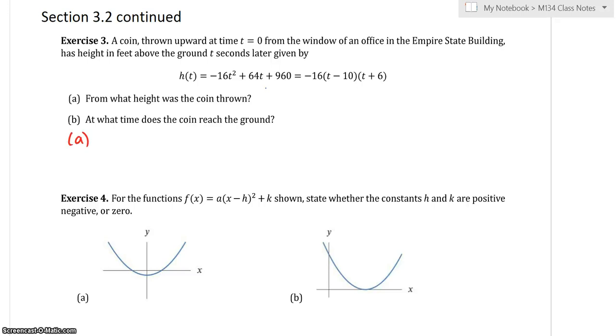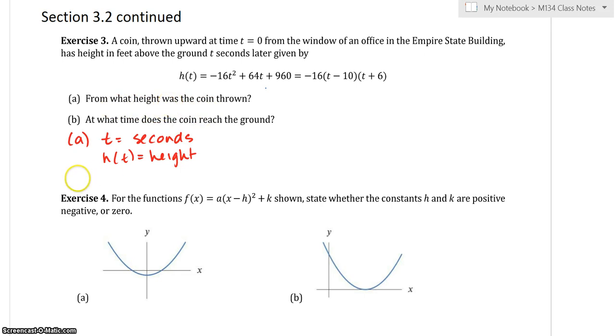Okay, let's do part A first. From what height was the coin thrown? So if you remember, T versus H of T. What does T represent? H of T represents the height, and T represents the number of seconds it was in the air. So what we want to do here is we want to know the height at the beginning. From what height was it thrown, which was the beginning.